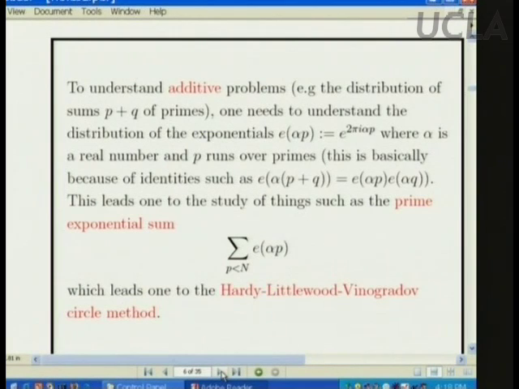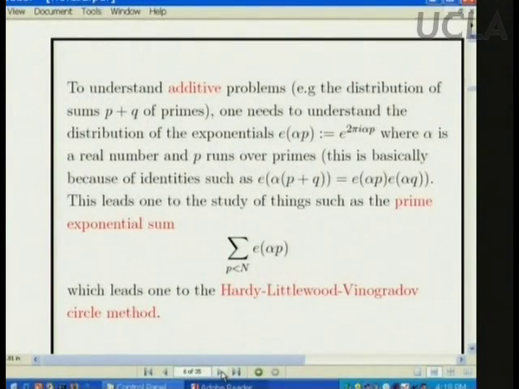The reason why this is important is because this expression lets you understand sums, because of this identity that e to the alpha (p plus q) is just the product of e to the alpha p and e to the alpha q. This is one of the laws of algebra. So in principle, if you understand exactly what this expression is doing and what this expression is doing, you understand what this is doing, and then using Fourier analysis or something, you can then understand what p plus q is doing.